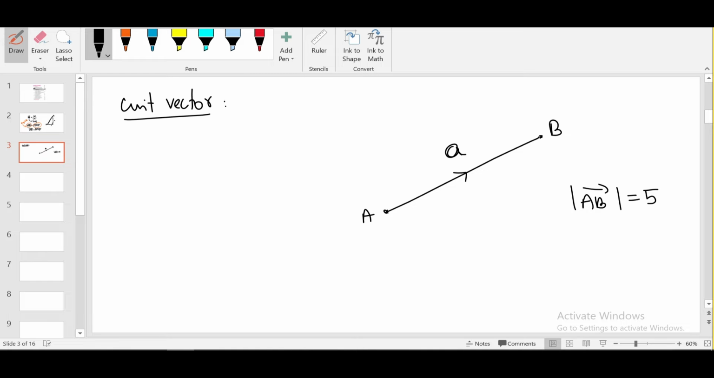To find the unit vector, you take the vector divided by the length. The notation is, let's say for vector A, we put this symbol on top. You can call it A cap or A hat. Okay, A hat is equal to A over modulus A. That's the formula to find the unit vector.